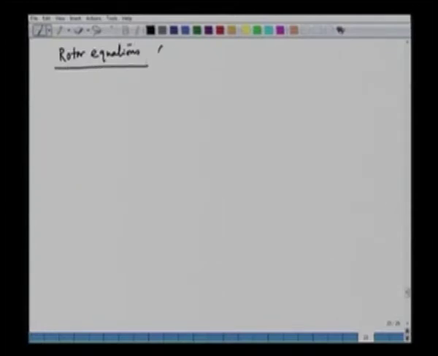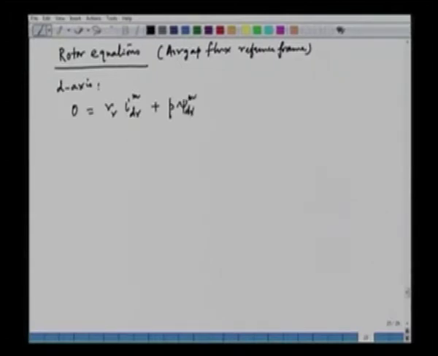And this we are writing all in the air gap flux reference frame. So we can write down in the d axis, the equation is as follows. We have vdr equal to 0, so we can say 0 equal to Rr idr m plus P psi dr m minus omega sl into psi qr m. This omega sl is again the slip speed with respect to the air gap flux vector.